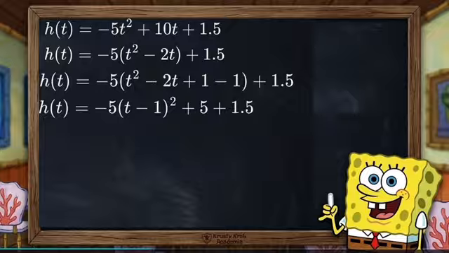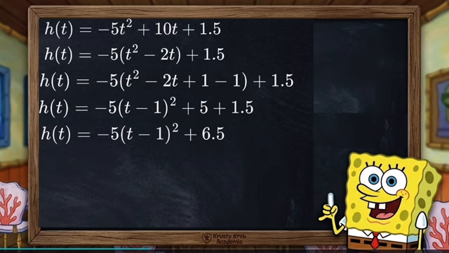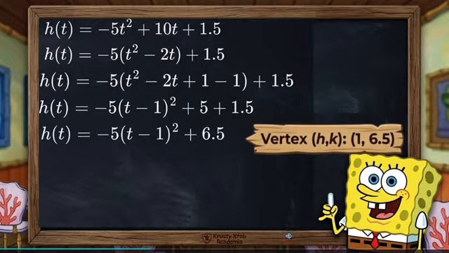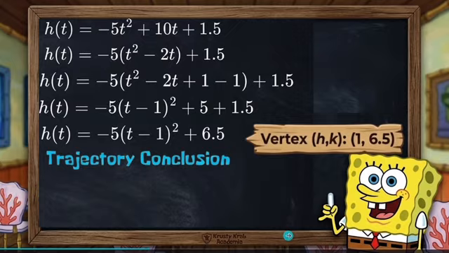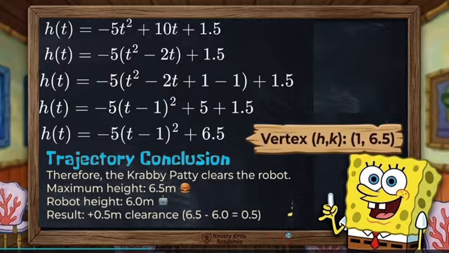Factoring our perfect squared trinomial gives us negative 5 bracket t minus 1 to the power of 2, and combining 5 plus 1.5 gives us our completed vertex form, h of t equals negative 5 bracket t minus 1 squared plus 6.5. Reading directly from the vertex form, which is a bracket t minus h squared plus k, our vertex h, k is 1, 6.5. This means the Krabby Patty reaches its peak height of 6.5 meters exactly 1 second after SpongeBob launches it.